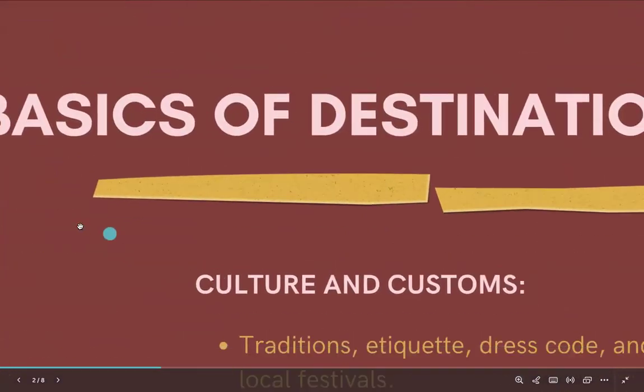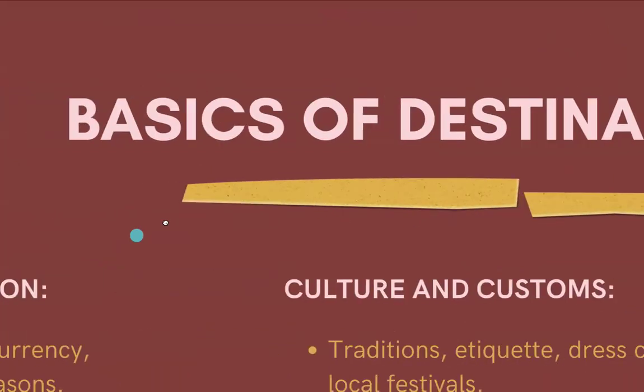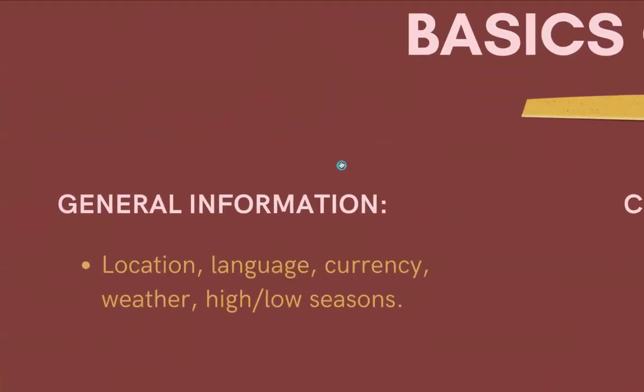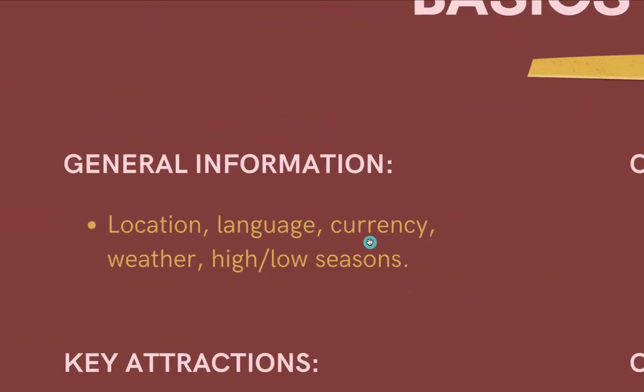Okay, so we're going to go through the basics of destination research. What do we need to look at in order to get our clients the best option for this destination? Here I'm not going to talk specifically about certifications. This is on the research side, apart from any certification you may have or need to look into. The first thing we need is general information: the location, the language, the currency, the weather, and the high and low seasons of the place your client is looking at.